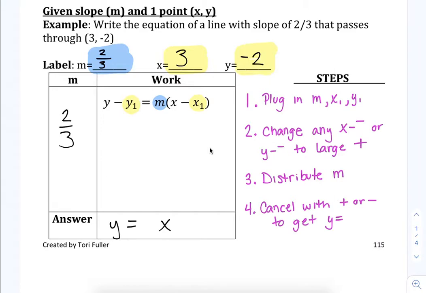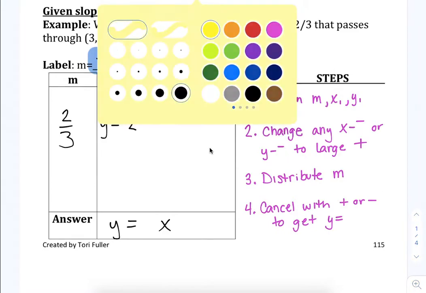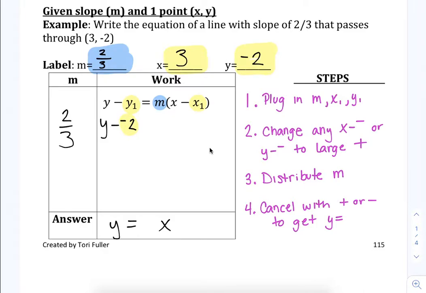So let's write in what we know. I'm going to do y minus my y1 number. So my y number is the -2. Notice that when I plugged it in, I kept the y minus, but I also plugged in a -2. So I have 2 minus signs there, okay? I'm going to keep plugging in equals my slope, which is 2/3, parenthesis x minus, and then my x number, and my x number is that 3. Okay? Keeping the colors just so you guys can still see where I'm at. So I've plugged in all my values.